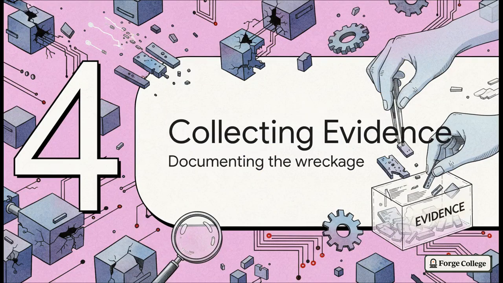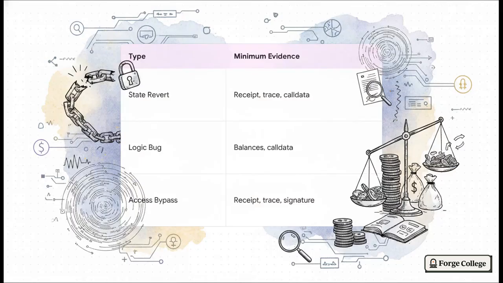Moving on to part 4, collecting concrete evidence and documenting the wreckage. Once your script successfully triggers the bug, you have to meticulously collect the debris to prove exactly why the structure failed. This matrix serves as your absolute minimum evidence checklist.